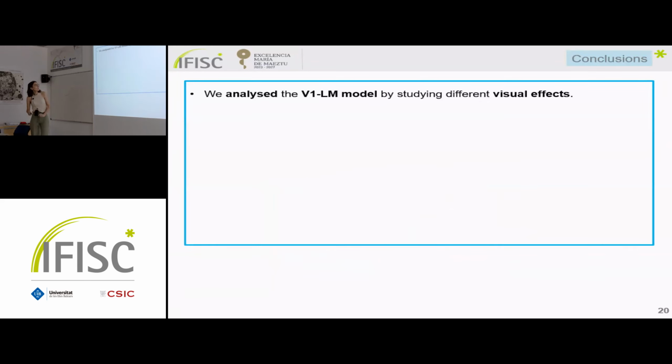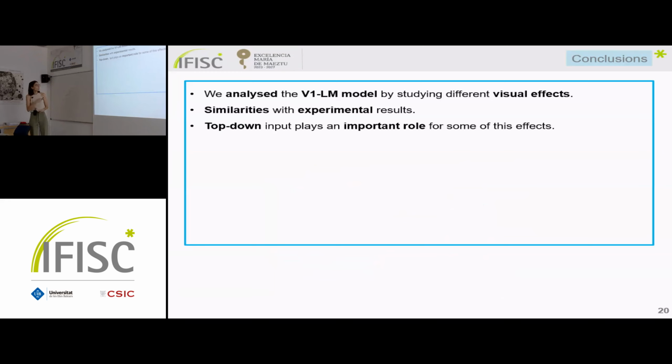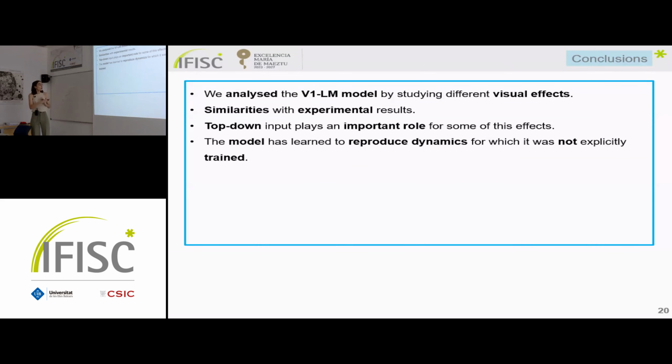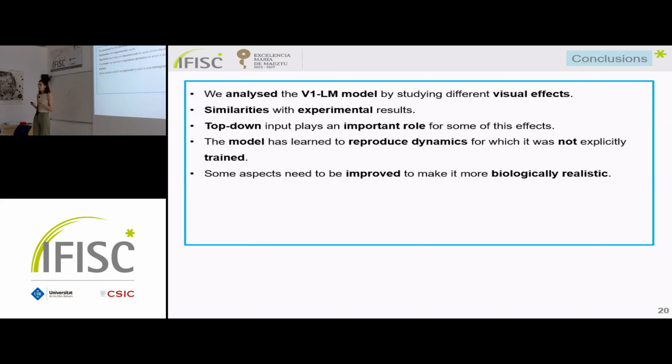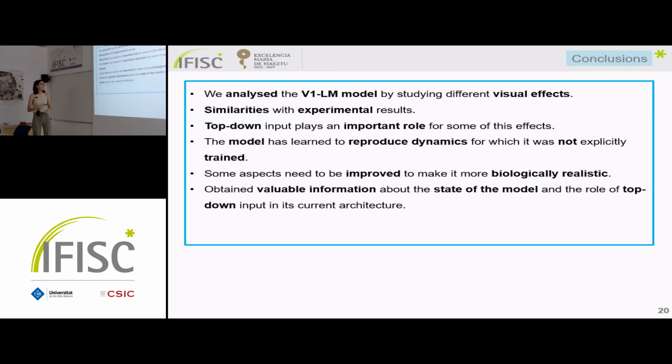So as a conclusion, I would like to say that we analyzed the V1LM model by studying different visual effects. We found some similarities with experimental results, and we saw that top-down input played an important role for some of these effects. We also saw that the model has learned to reproduce some dynamics for which it has not been explicitly trained. And although some aspects need to be improved so that the model is more biologically realistic, we obtained valuable information about the state of the model and the role that top-down input plays in its current architecture.